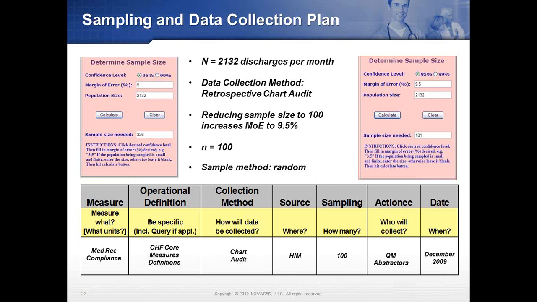This required a chart audit. That's why HIM was so important on the team. 326 charts at 40 minutes a chart, that would take a very long time. So we met with the champion and we came up with 101. She was willing to live with a 9.5 MOE so that 101 charts could be audited, not 326. And there's a summary of the measurement plan there at the bottom.